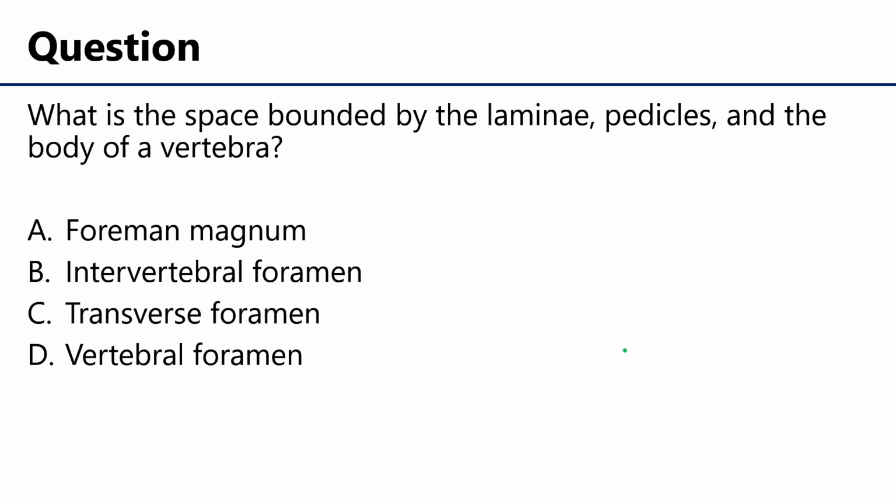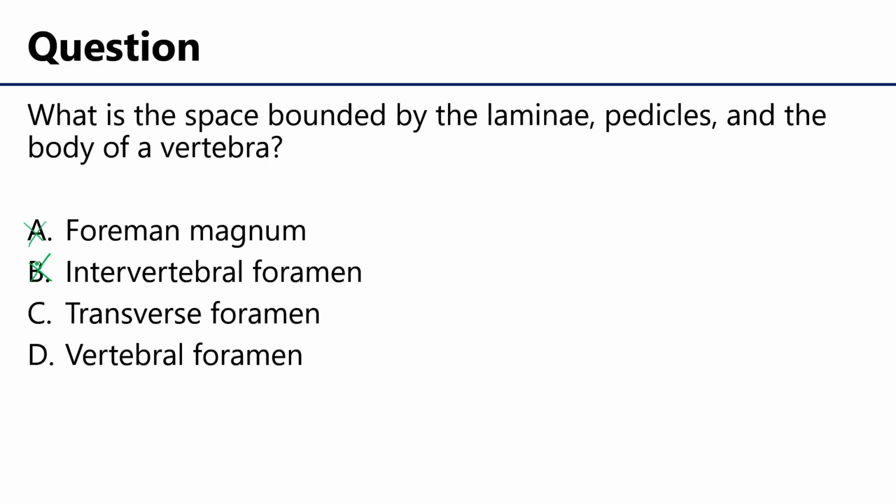So that leads us to our assessment question, and that is, what is the space bounded by the laminae, pedicles, and the body of a vertebrae? Is it the foramen magnum? No, that's of the occipital bone. Is it the intervertebral foramen? No, that's between vertebrae laterally, those vertebral notches that allow the spinal nerves an opportunity to leave.